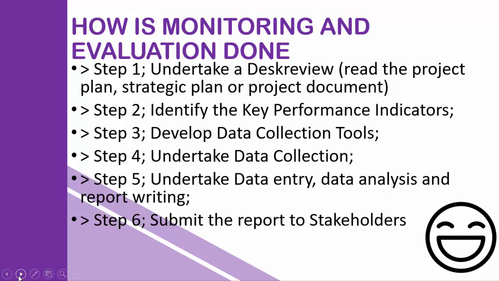So you first do a desk review. You read the project plan. You read the strategic plan, project document. Mind you, all these documents I'm speaking about, they are totally different, but they all speak the same language. You read through them, and then after you read through them, identify the key performance indicators. What I've noticed is that sometimes a project document may be difficult to understand. So if I face such a problem, I'll go straight to the logical framework, look at the indicators, and then I'll have an idea what I need to be collecting.